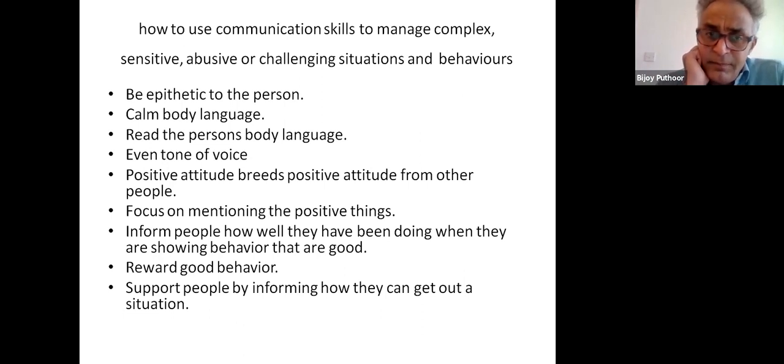Reward good behavior and support people by informing how they can get out of a situation. So sometimes if someone is anxious or they're getting a bit agitated, they may have had this situation before and they probably have been able to get out of that particular situation. You can inform them of what they have done in the past and how good it has been, so that they are able to come out of that situation without causing much problems.